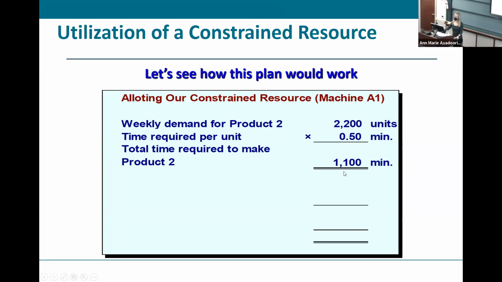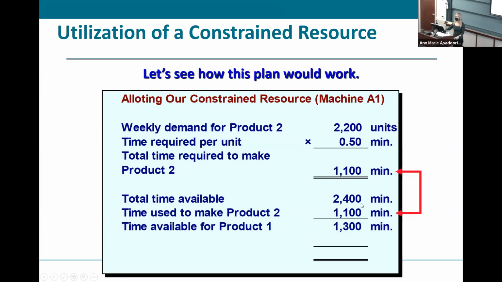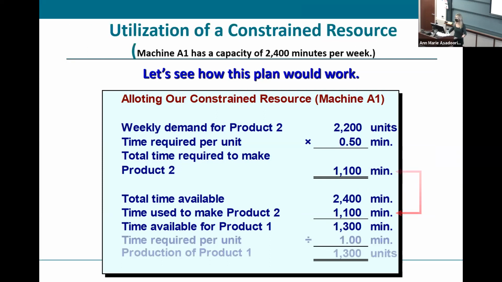So I know that I'm going to need 1,100 minutes to make all of product 2, which is what I want to do. I'm making the most money there. The amount of minutes that I had available for that machine were 2,400. So I know I'm using as many minutes as I need to make product 2. And what I'm going to have left would be 1,300 minutes. And since it takes 1 minute to make product 1, which is what I'm moving on to now, then I know that I should be able to make 1,300 of back orders for product 1.